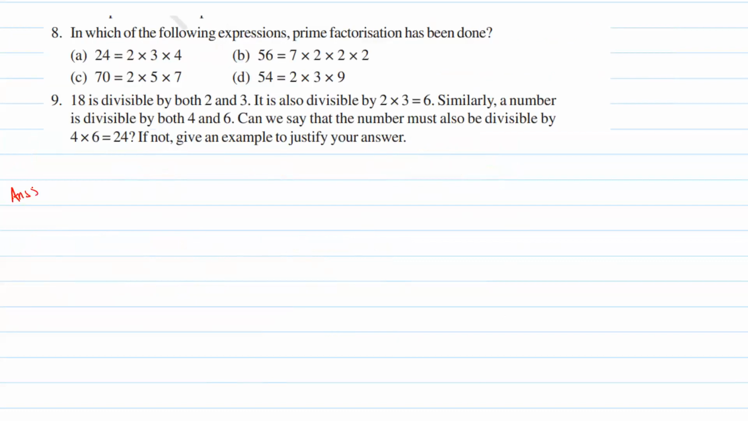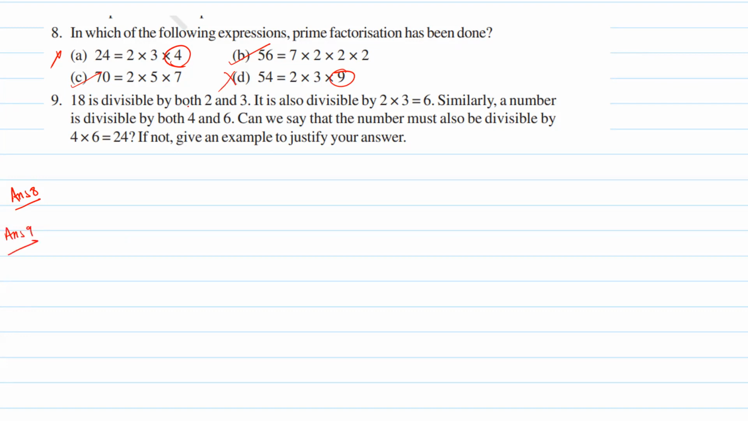Coming to answer 8. In which of the following expressions has prime factorization been done? If I see the A part, in this it is not prime factorization because 4 is here, so no. If I see B part, 7 into 2 into 2 into 2. First of all, check the product as well. 7 into 2 into 2 into 2 is giving us 56, and all are prime factors. Then 2 into 5 into 7, all are prime factors. That means it is also the prime factorization. And if we see 2 into 3 into 9, in this 9 is not a prime factor, so it is not.